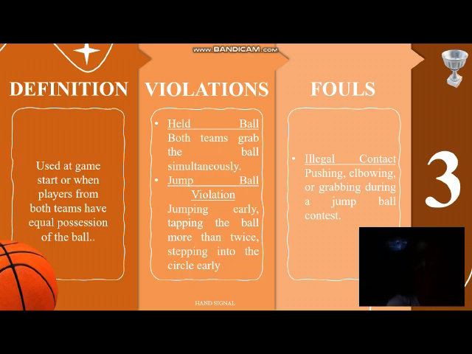First, a held ball is when both teams grab the ball simultaneously, while the jump ball violation is jumping early, tapping the ball more than twice, or tipping into the circle early. We have here the foul, illegal contact: pushing, elbowing, or grabbing during a jump ball contest. I have here also the video for jump ball situations.